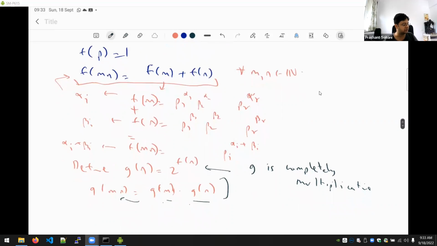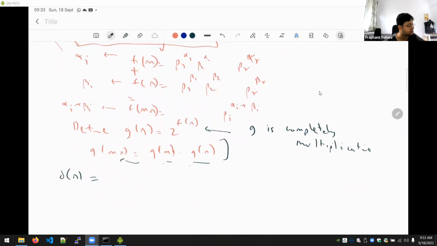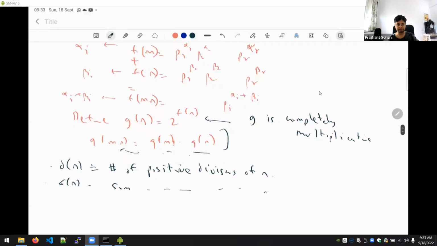So an example of that is d of n, which is defined as the number of positive divisors of n. And similarly, sigma of n, which is the sum of the positive divisors. So d of n and sigma of n are examples of what we'll find are just multiplicative functions. And of course, phi of n is also, so this is the number of coprime numbers in the range 1 to n. So all these three functions are multiplicative functions.